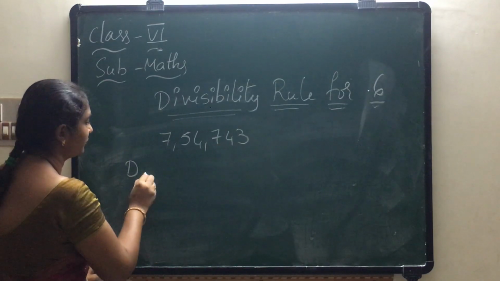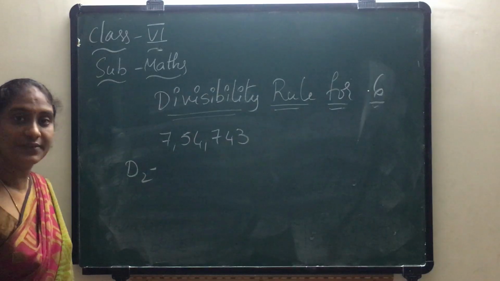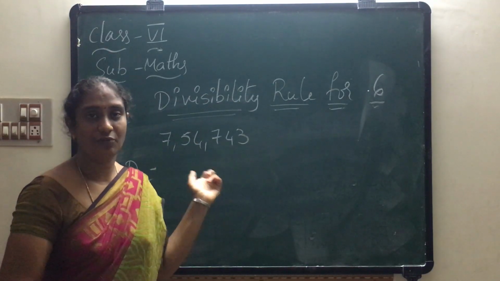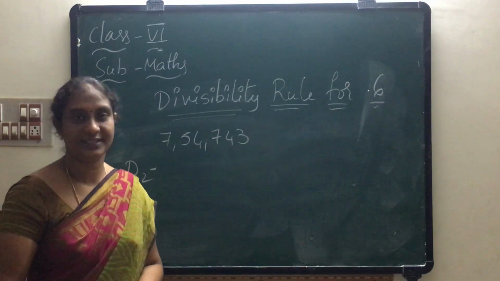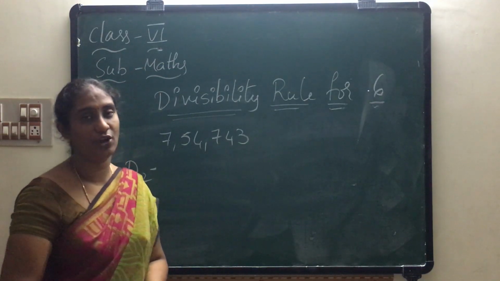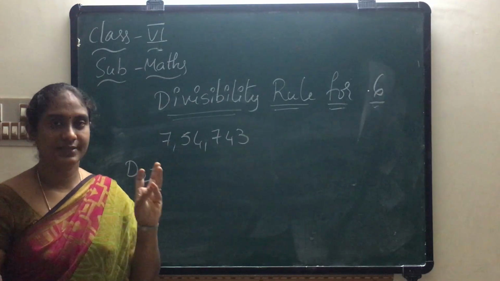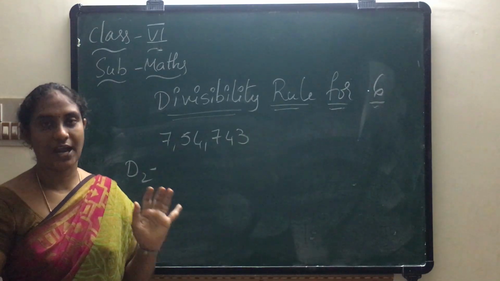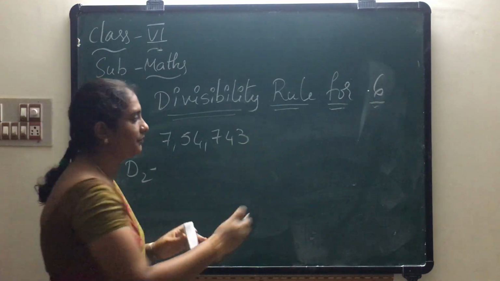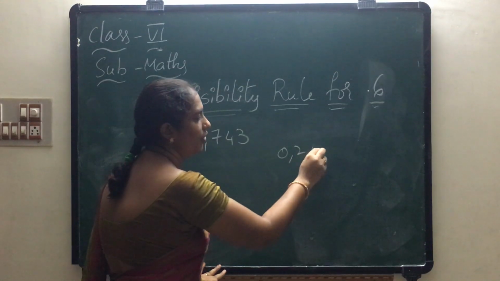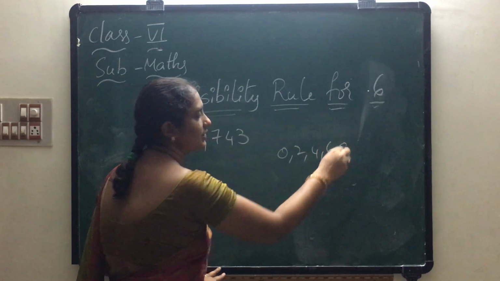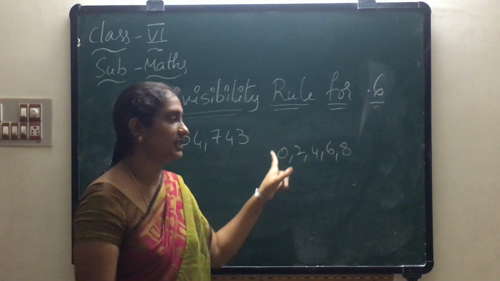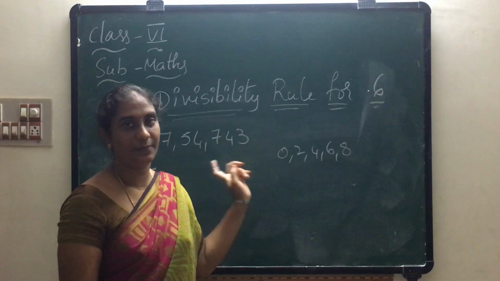D2. D2 means divisible by 2. For the D2 table, what do we have to see? We have to check the ones place number. In the ones place, what do we have to get for the 2 table? 0, 2, 4, 6, 8. We have to get only 0, 2, 4, 6, 8. Then only it is divisible by 2. If you get any number from this, the total number is also divisible by 2.